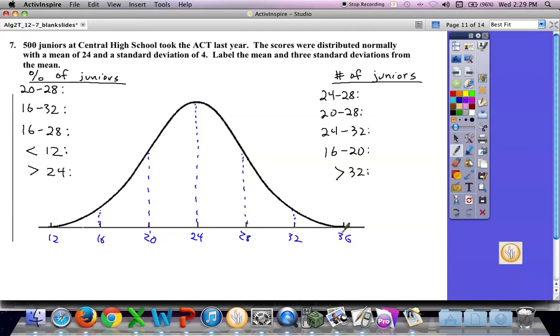Okay, so now this was the 34%. This is 34%. This was 13.5%. Right, this one said 2.5%. It's not really, but that's okay. We'll see. This is 13.5%. And this is the 2.5%.